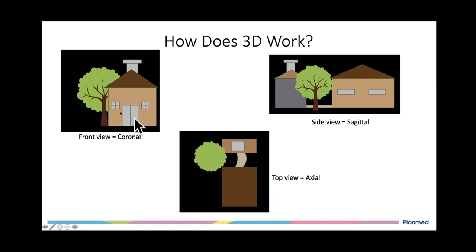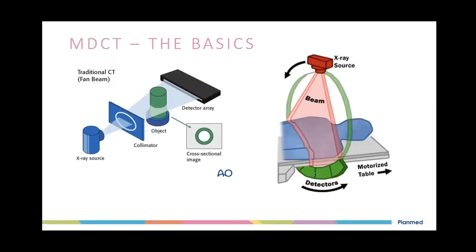And if you look at this and relate them to the multi-planes, you've got your coronal view, your sagittal view, and your axial view. And that is essentially what 3D imaging does. A little bit about the differences between medical CT or fan beam CT and cone beam CT.